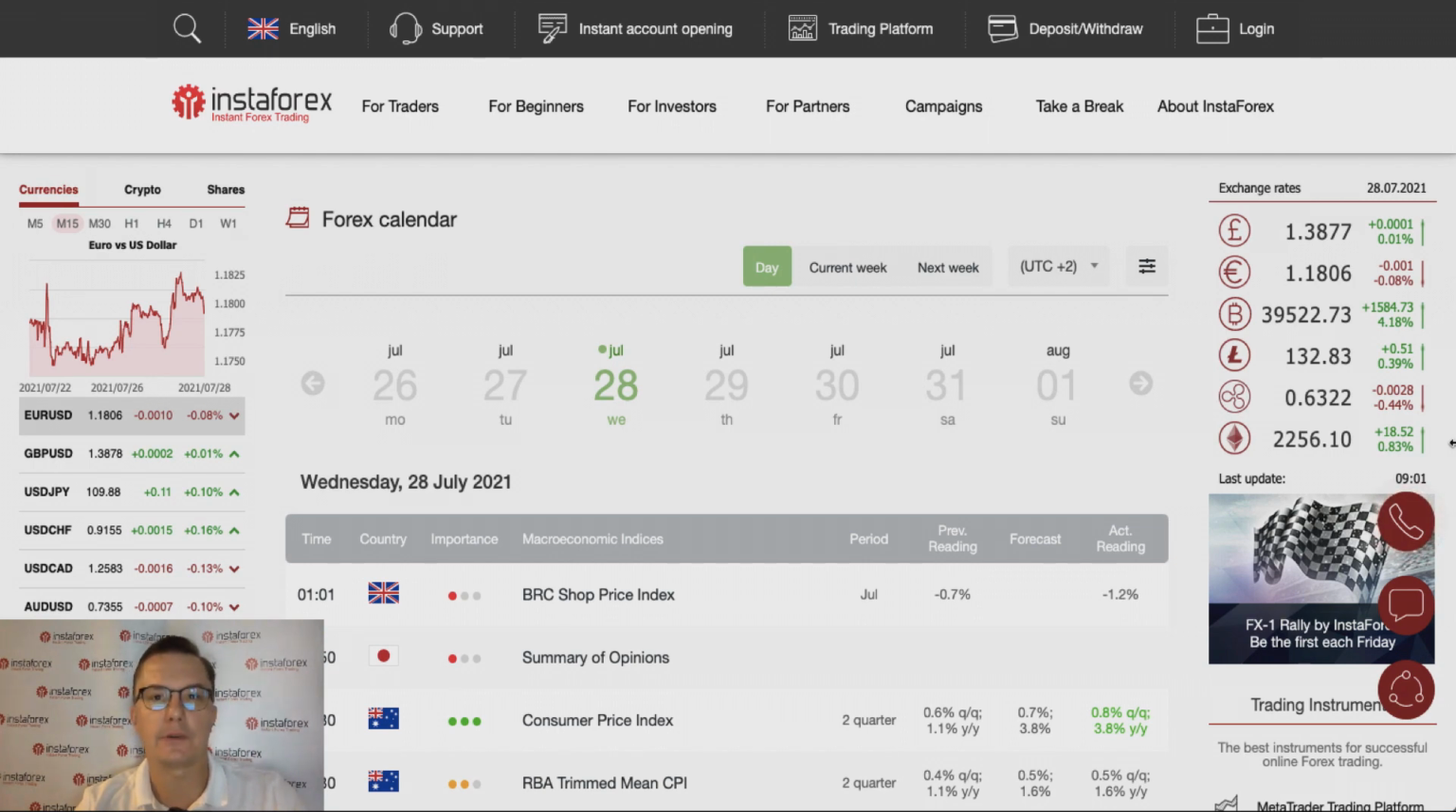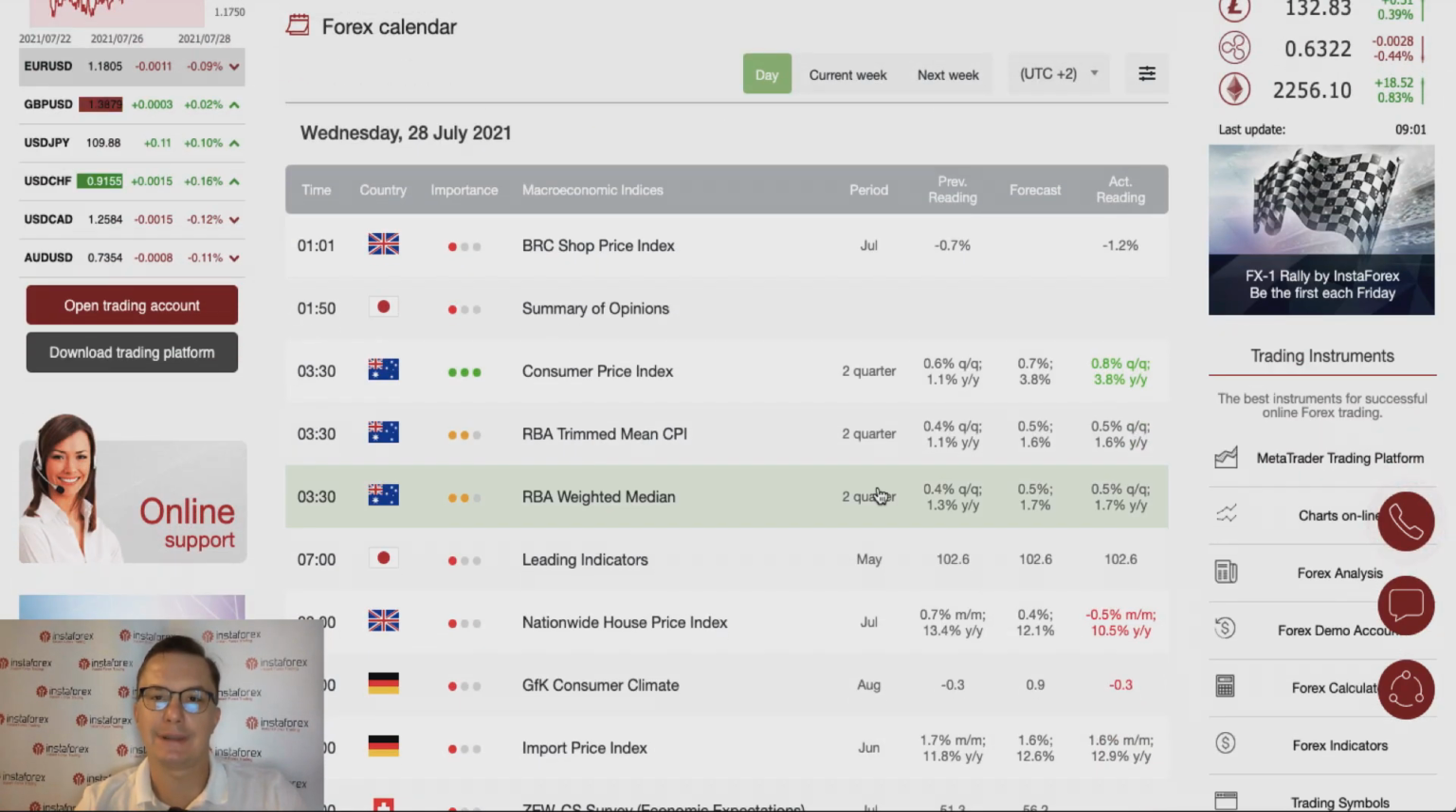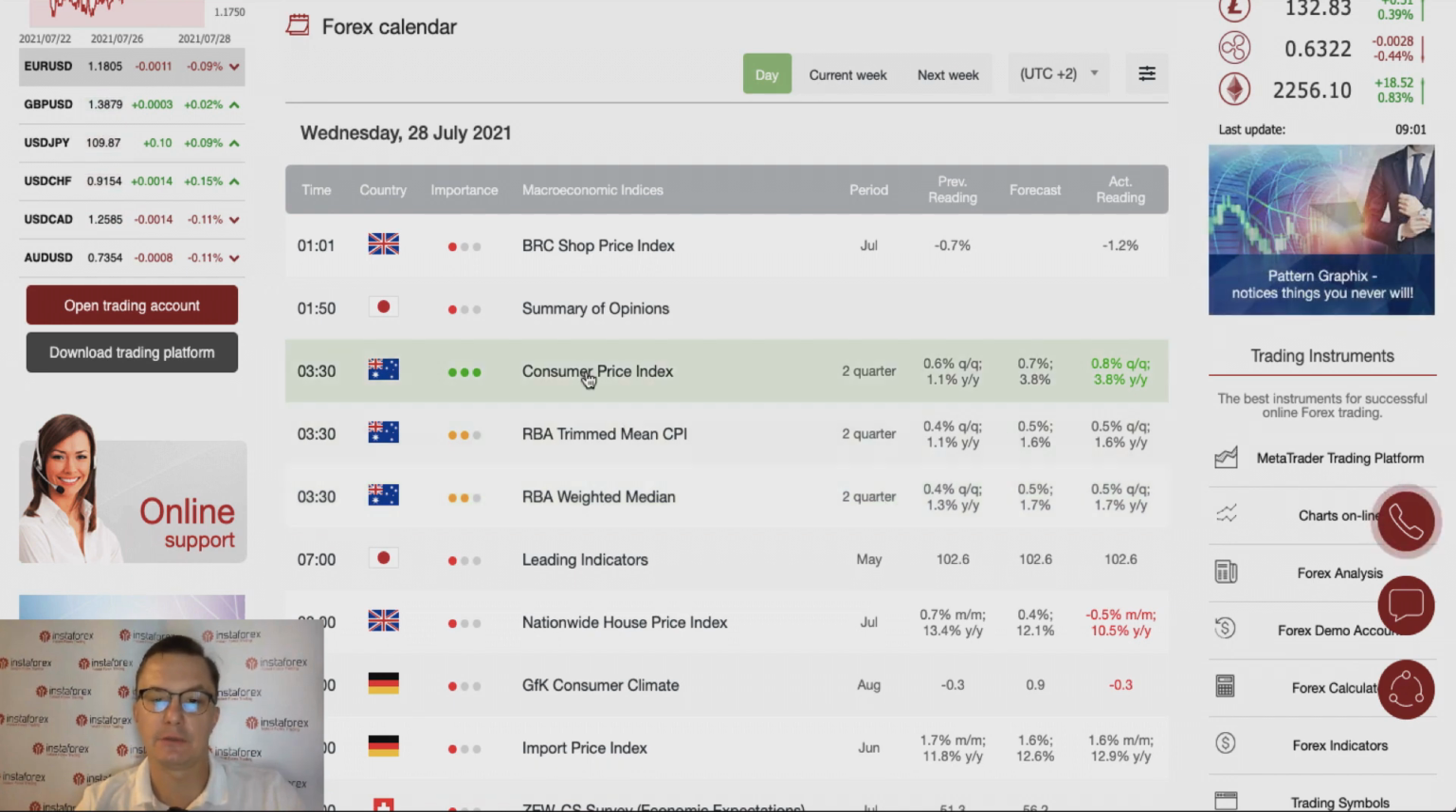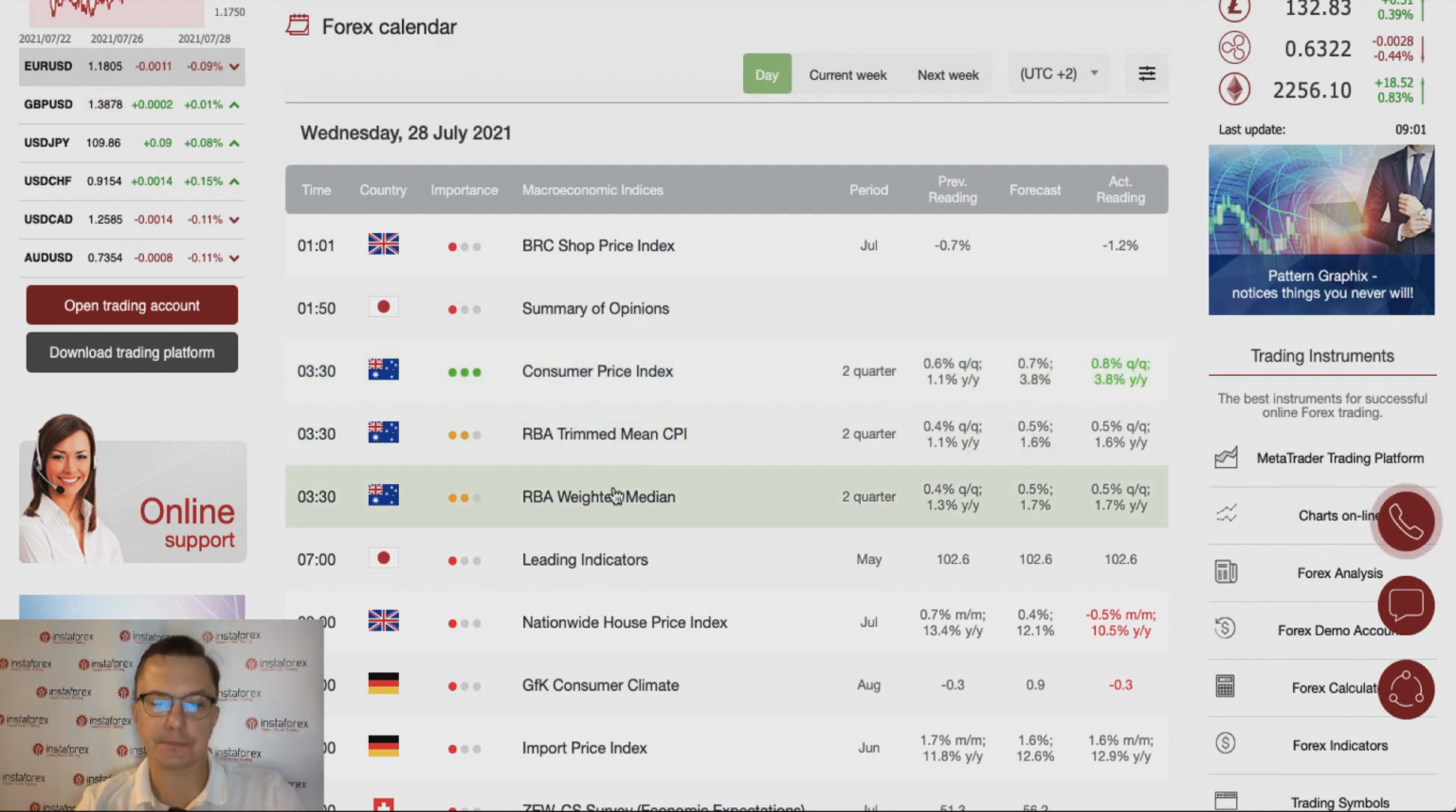Let's take a look at the Forex calendar because it looks like we are going to be busy today. What are important data released overnight? The first is the consumer price index from Australia. As you can see, it beat the expectation, 0.8% versus 0.7%, which is better than the last result of 0.6%. Of course, this is the data for the second quarter.